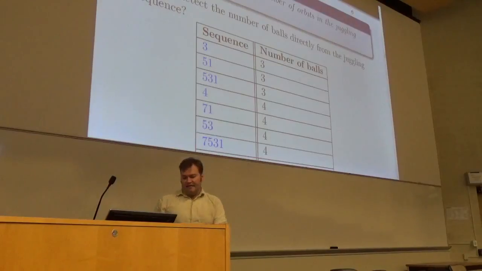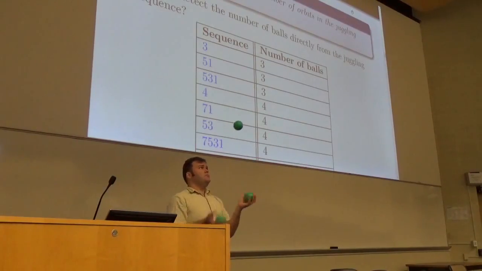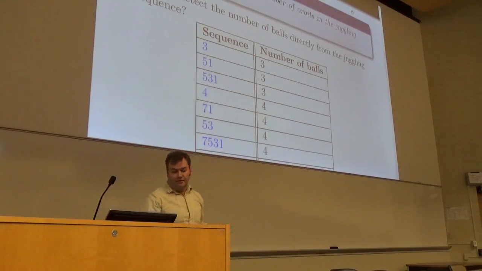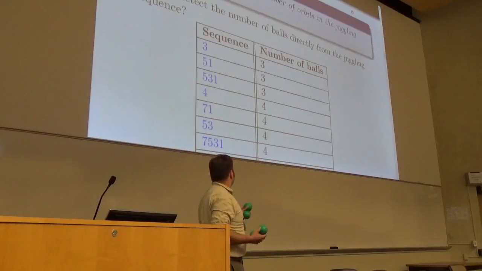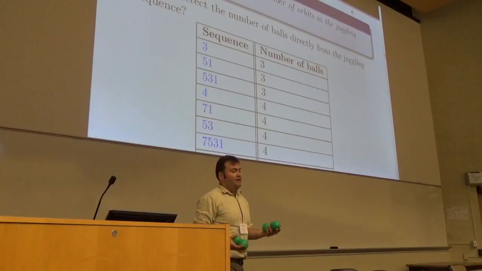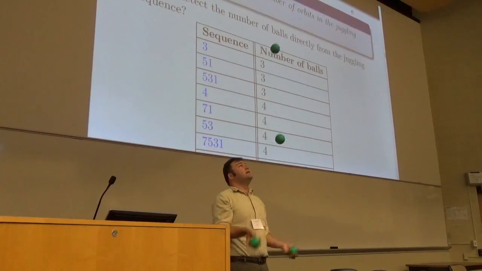So it's, again, just like that 5-1. It's just a little bit higher and faster. Right? And then 5-3, so I'm going to have to throw 5 with the right hand, and then the 3 is going to pass back from the left. So that looks like this.